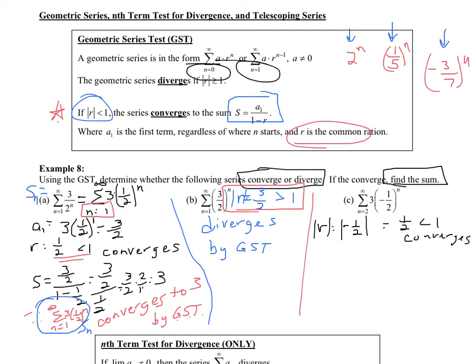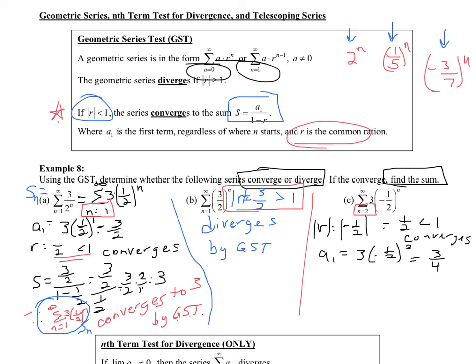So since it asks me to find the sum, then I'm going to go ahead and plug into the formula. So I need my a sub 1, my first term. So it's 3 times negative 1/2, and now we want to be very careful because we are not starting at n equals 1 or 0, we're starting at n equals 2. So you want to make sure you get that little detail picked up. So it's going to be 3/4 is our first term.